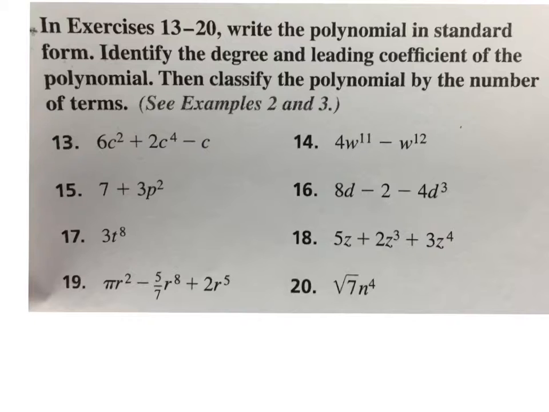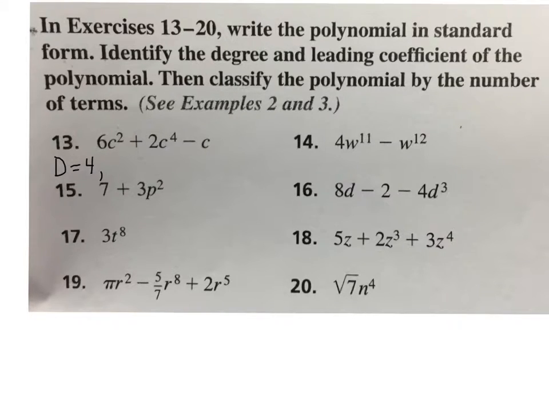Okay, now when they talk about the degree, they're saying, what is the degree of the entire polynomial? Well, the degree of the entire polynomial is whatever the degree of the highest monomial is. So what's the degree of this individual monomial? 2. What's the degree of this individual monomial? 4. And what's the degree of this one? 1. And so you say, okay, the highest of any of the individual monomials is 4. So the degree of this entire polynomial is 4. The degree is 4.